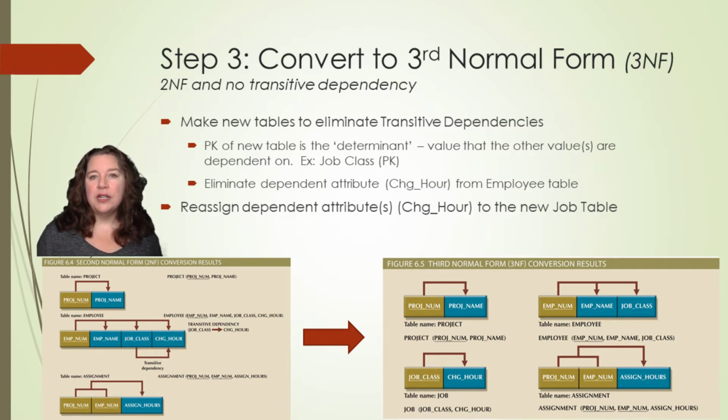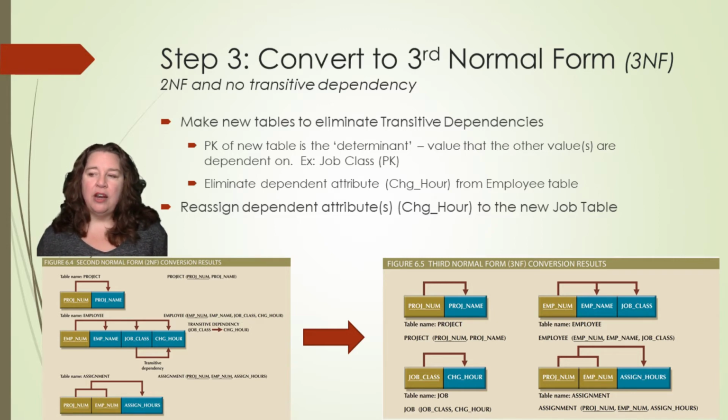So now we look for transitive dependencies, and we have one, this job class charge per hour thing. The way we solve that, same thing we did with 2, pull it out into its own table. The piece of information that the other field is dependent upon is called the determinant. The determinant will be your primary key in your new table. So in this case, the determinant of the job class charge per hour dependency is going to be the job class. So job class we're going to pull out as its primary key, and we're going to give charge per hour as the piece of information that's dependent upon it.